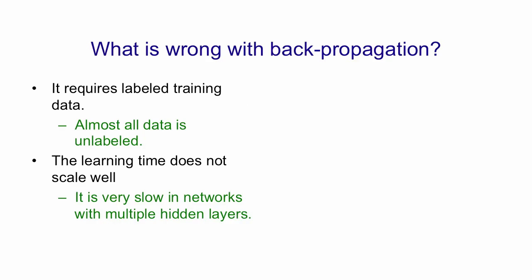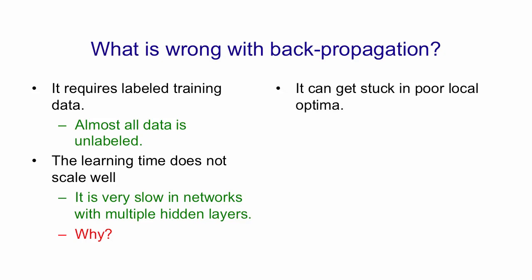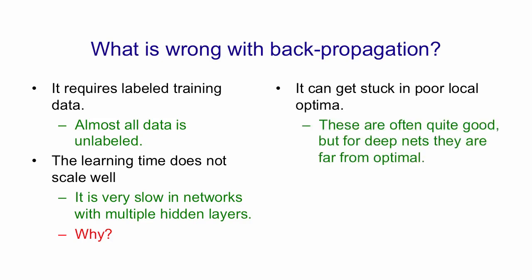A second problem is that for deep networks, the learning time does not scale well. When there are multiple hidden layers, the learning was very slow. You might ask why this was, and we now know that one of the reasons was we did not initialize the weights in a sensible way. Yet another problem is that backpropagation can get stuck in poor local optima. These are often quite good, so backpropagation is useful, but we can now show that for deep nets, the local optima you get stuck in if you start with small random weights are typically far from optimal.